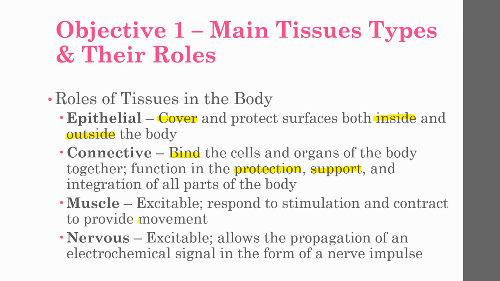Muscle tissue is going to be for movement. And then nervous tissue is going to be transmitting nerve impulses. Both of these types of tissues are excitable. They're able to respond. In the case of muscles, they're going to contract. And in the case of nervous tissue, when it gets excited, it's going to allow those nerve impulses to be carried along the nerve cells.